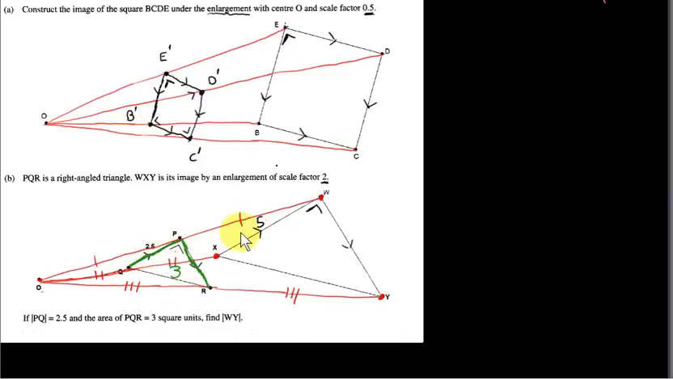To get the area of this big triangle, we'd be multiplying, if we take this as base, 5. See, 5 is twice 2.5. We'd be multiplying 5 by this perpendicular height. But notice that this perpendicular height here is twice this here. So we'd be multiplying 5 by a number, whatever this is, which is twice this number here. So when we're getting the area, we have a factor of 2 appearing twice.